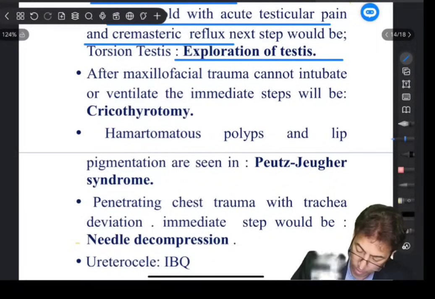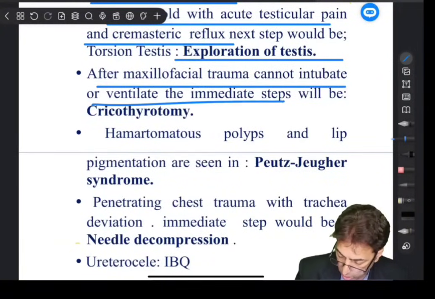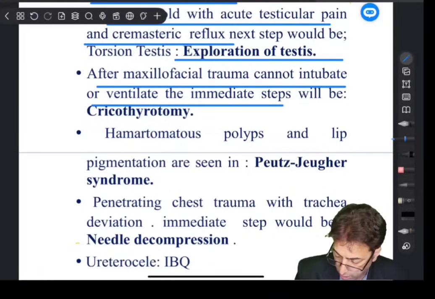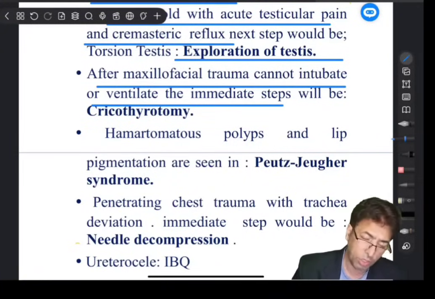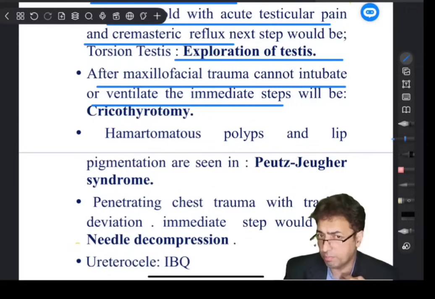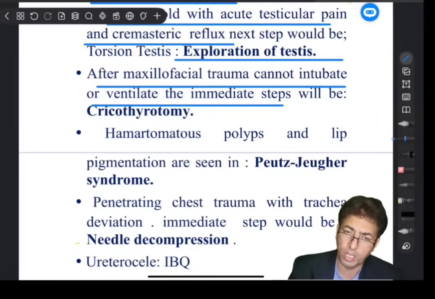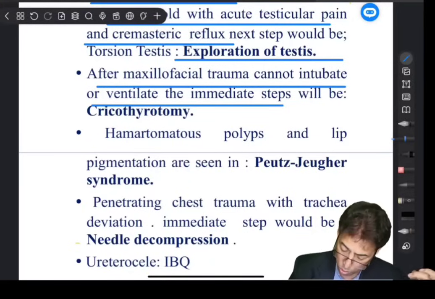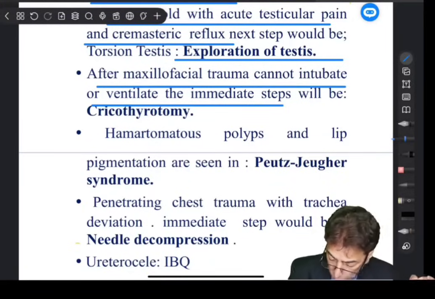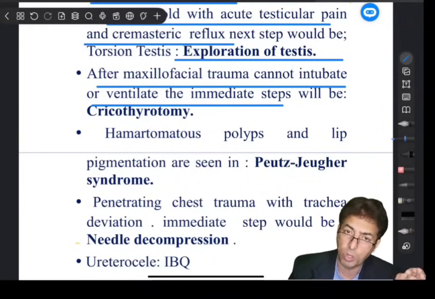So it is that. Now, after maxillofacial trauma, a patient cannot be intubated or ventilated. The immediate steps are, here you know that in the anterior midline of the neck there is the cricothyroid membrane, and once you pierce the cricothyroid membrane, you open an inlet for an alternative pathway. So in case of a maxillofacial trauma, this is very important, one cannot intubate or ventilate.